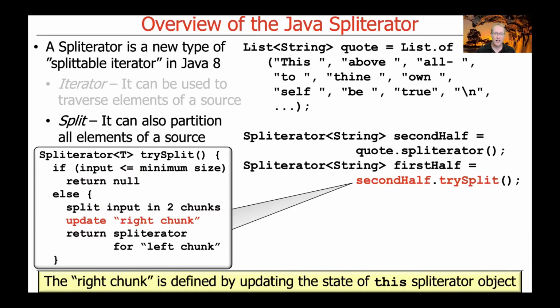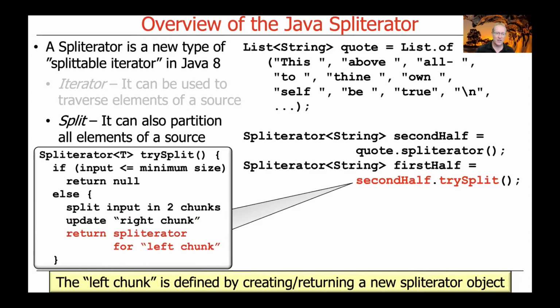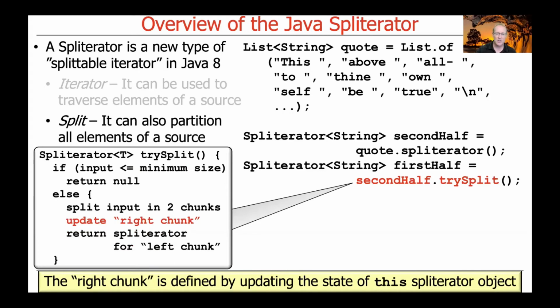This object will then cover the right-hand side of the chunk from the midpoint to the end, and the spliterator that's created and returned by the trySplit method will cover from the beginning up to the midpoint. And so the left chunk is defined by creating and returning a new spliterator, whereas the right chunk is basically defined by updating the internal state of this particular spliterator object. So again, we're splitting things in half, if you will.